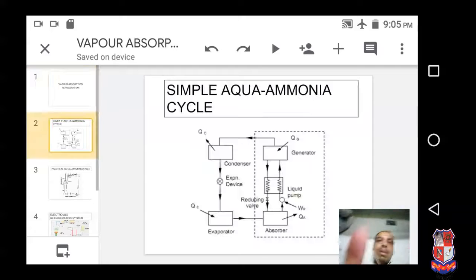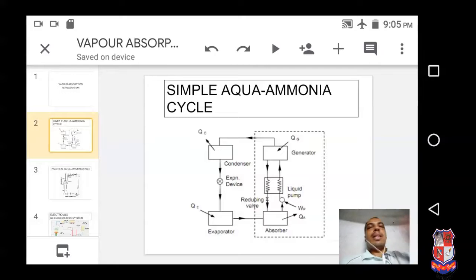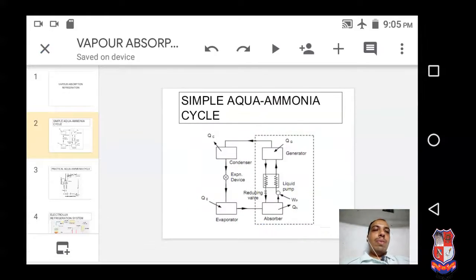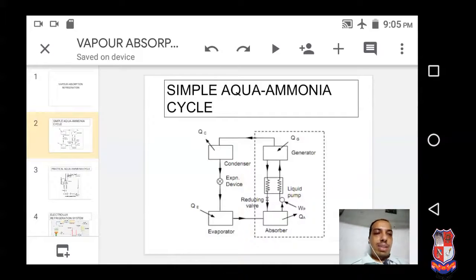Now we are discussing the simple aqua ammonia cycle. Aqua means water, so it is a simple water ammonia cycle. Here two different fluids are used: one is water and the second is ammonia. Generally, in a vapor compression refrigeration cycle, only one fluid or one refrigerant is used. Here there are two fluids, of which one is the refrigerant and the second is the absorbent.